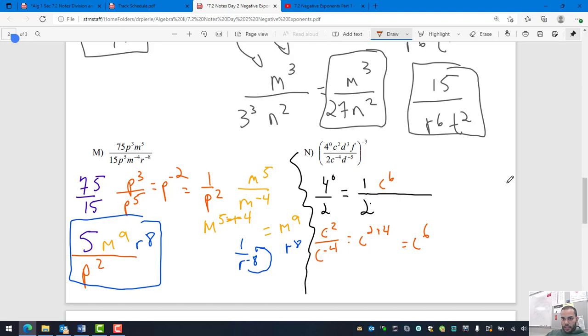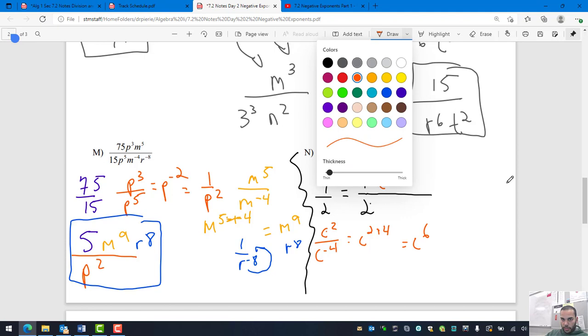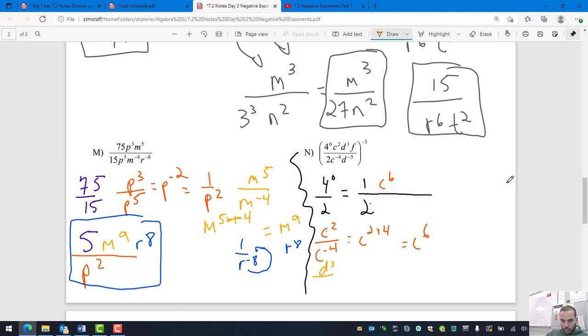Okay, then I see d to the 3rd over d to the negative 5th. Let's change the color real quick. d to the 3rd over d to the negative 5th. Same base, division in between, subtract the exponents. d to the 3 minus negative 5 becomes plus 5, should become d to the 8th, d to the 8th in the numerator.